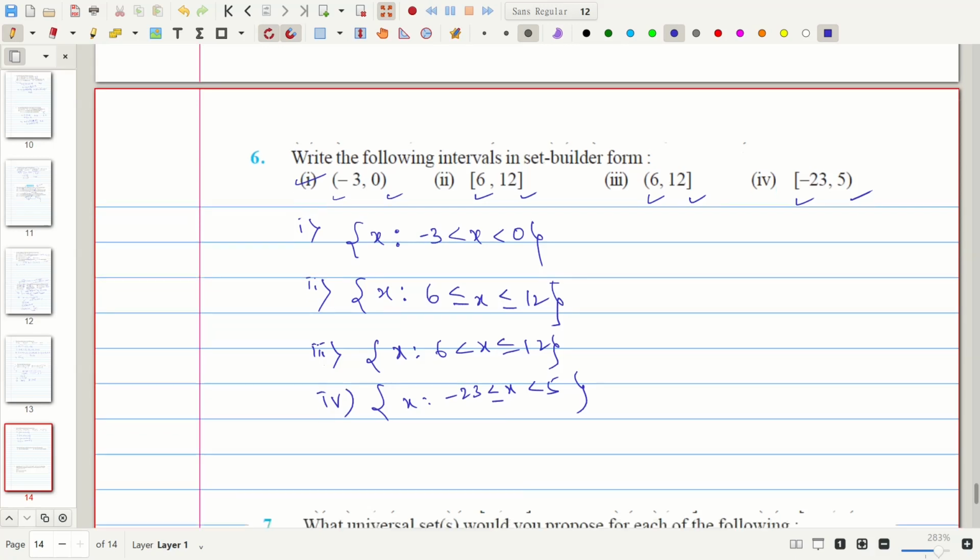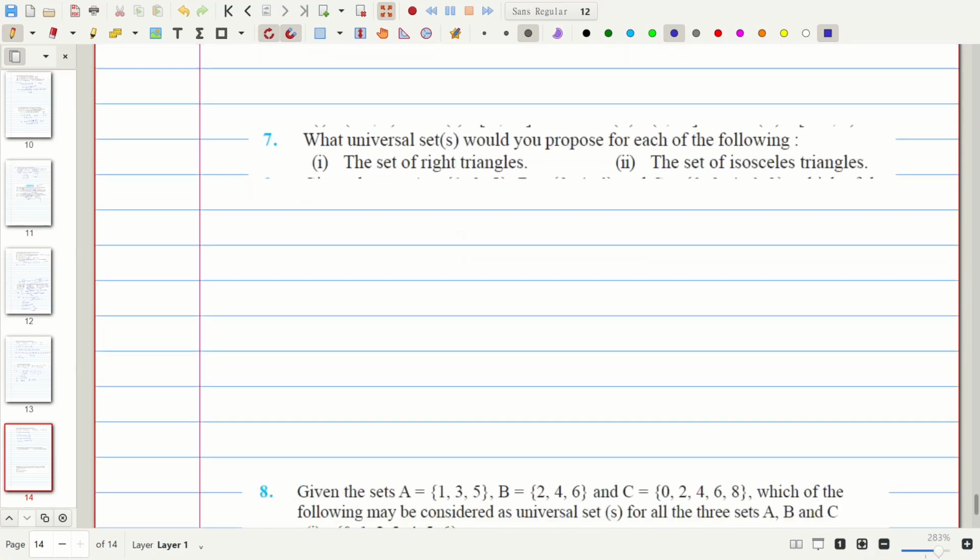Okay, and next we need to identify whether this is a universal set or not. So what does universal set mean? Universal set means we have a basic set from which other sets are derived, like sets A, B, C. Suppose I give you an example here. Natural numbers contain positive numbers, and so on.